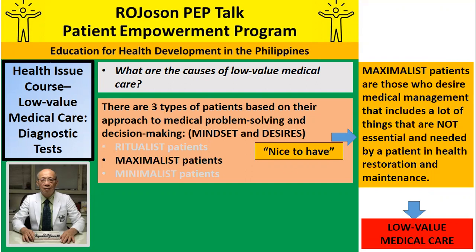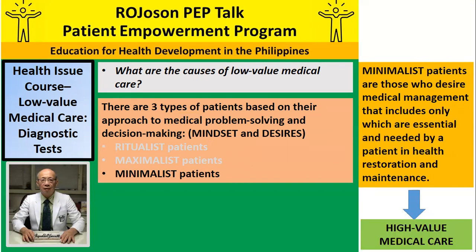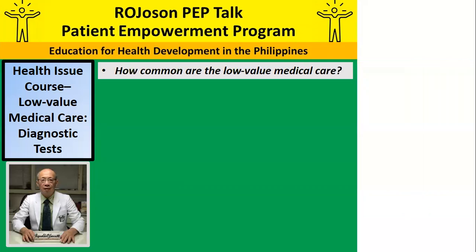Maximalists are the nice-to-have type. They would like to have everything, which may not be essential, and they're probably influenced also by their belief, by their mindset. This can also lead to low-value medical care. Minimalist patients are those who desire only the medical management that includes only the essential ones. So this will lead to high-value medical care.